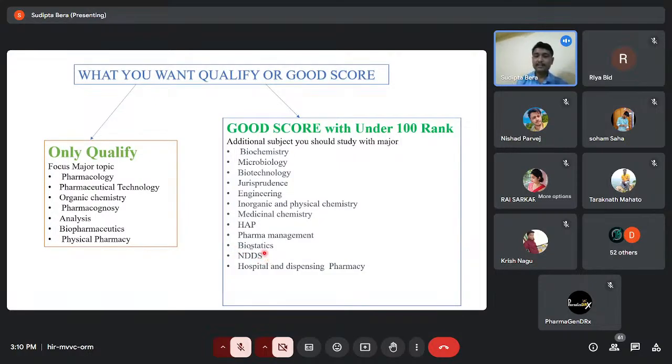Then NDDS, also sometimes questions are asked from NDDS. Then hospital and dispensing pharmacy. What are the different designs that a dispensing pharmacy can use? So sometimes questions are asked from dispensing pharmacy, ABC design, and like that.